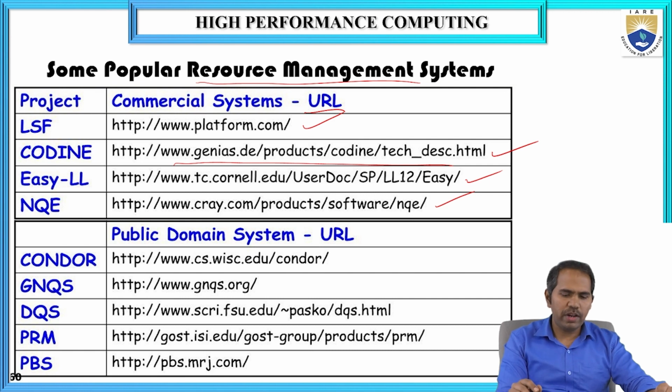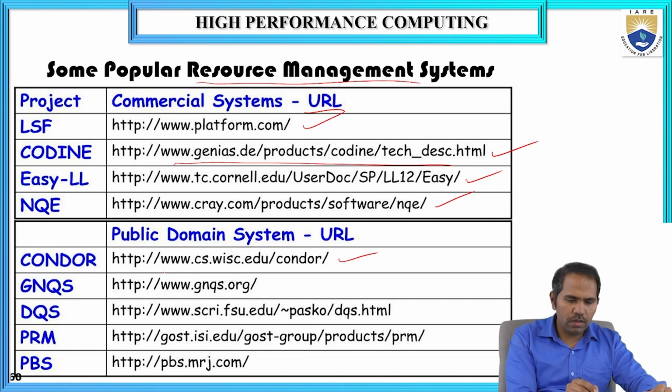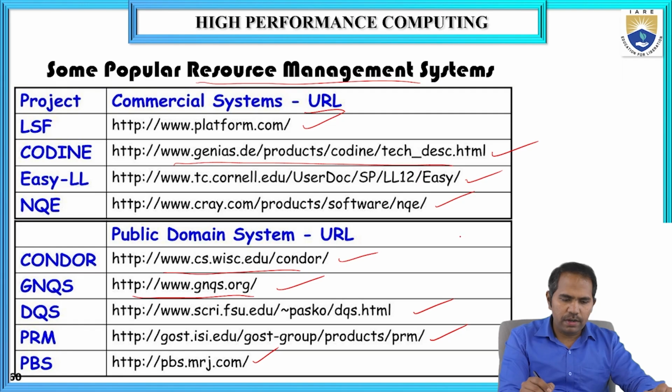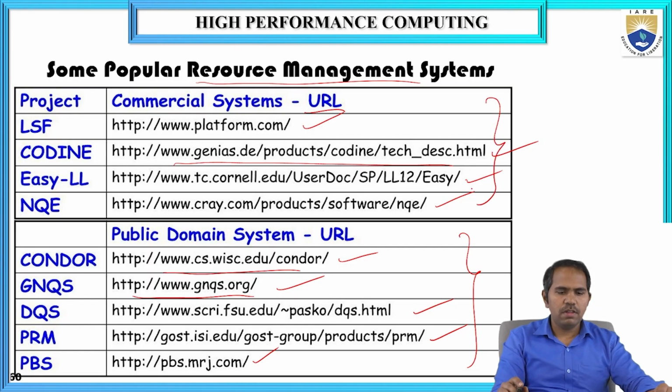Then public domain systems are Condor, www.cs.wisc.edu/condor. This is a public domain URL system. Also GNQS, DQS, PRM, and next PBS. These are all the different public domain and commercial systems providing RMS.